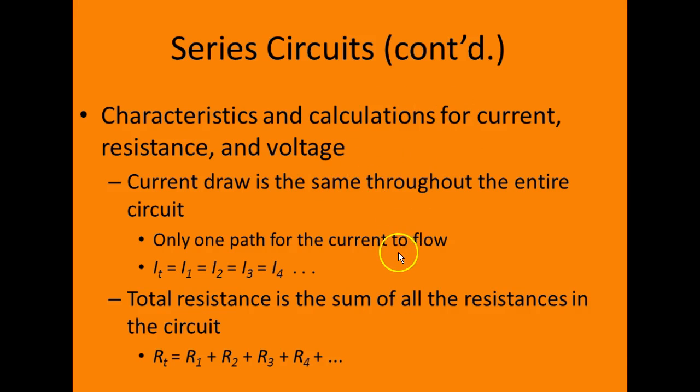Now I tried to illustrate this. See our rule, total amps, that's supposed to be a T. I don't know if you remember. Amps at the first load, second load, it's always equal, right?